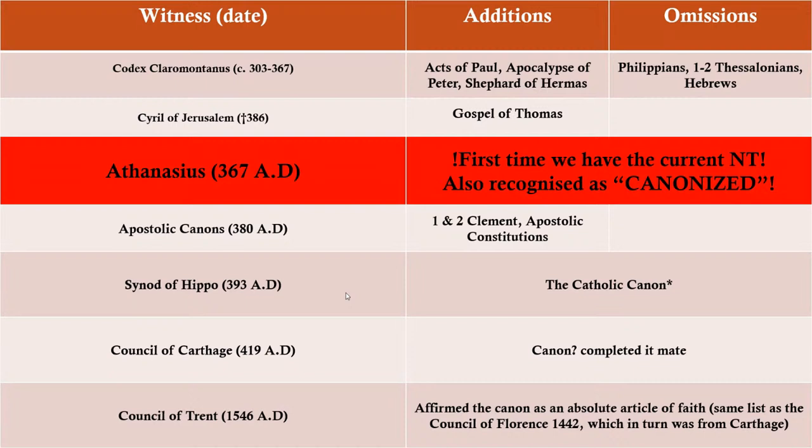this is not technically the case, because the Council of Carthage was not an ecumenical council like Trent, which I've listed below, or before that Chalcedon and Ephesus, etc. In fact, this was a local council. And although Augustine of Hippo, who was at that council, considered it the be-all and end-all with regard to the discussion of the canon, it wasn't until 1546, think about that now, 500 years ago, that the canon was affirmed as an absolute article of faith.